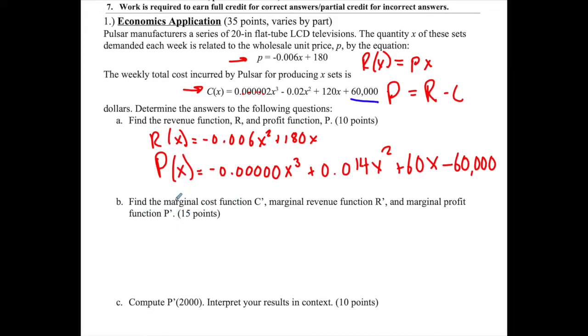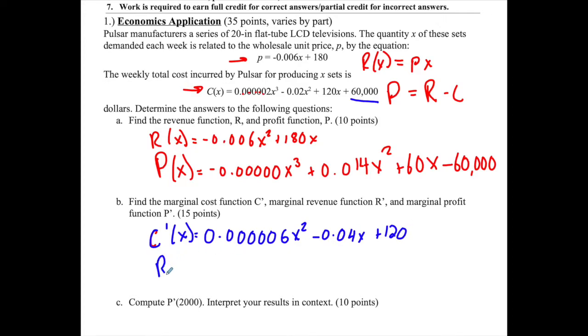Now I need to find the marginal cost, the marginal revenue, and the marginal profit. We're told that these are essentially the derivatives. So all we're going to do is apply the derivative laws. It's just now in context. So the derivative of the cost is, and remember the exponents: the exponent comes down, 6, and drops by 1. Similar thing, 0.04x plus 120.